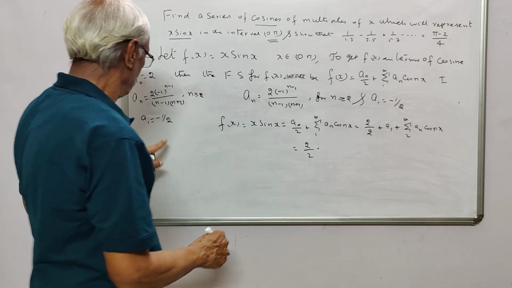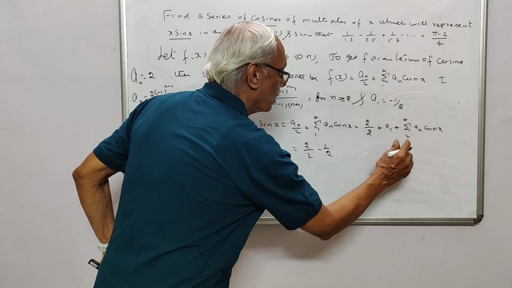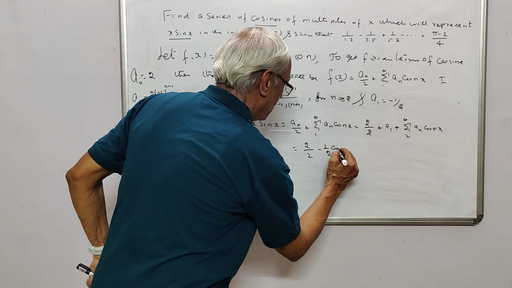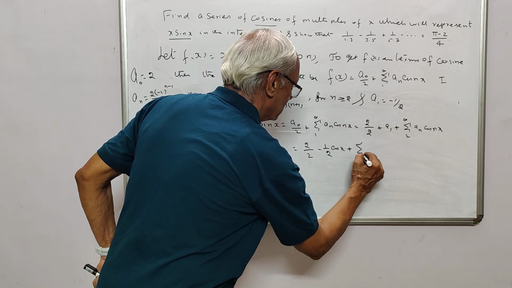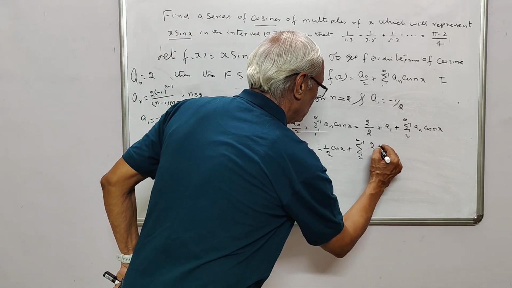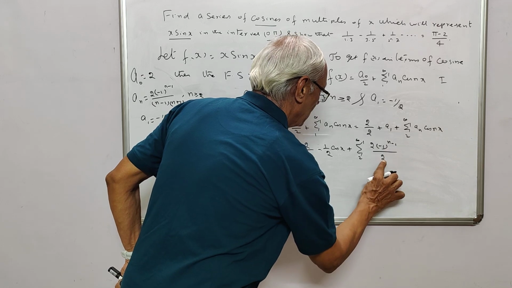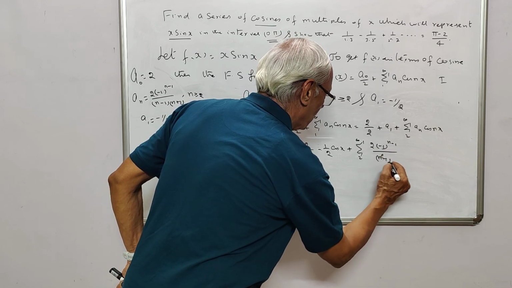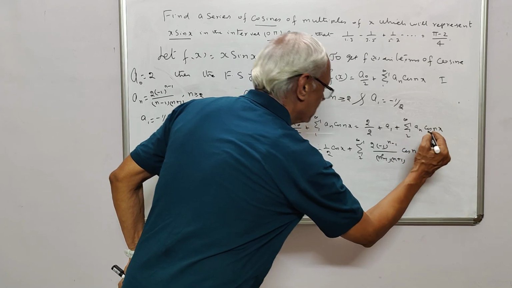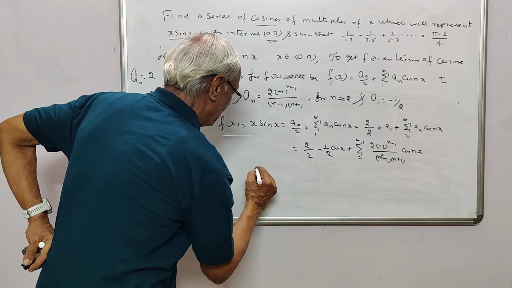A1 is, see here, it is minus half. So when you put n is equal to 1, it is cos x. Cos x plus, it is sigma 2 to infinity of 2 into minus 1 to the power of n minus 1 divided by n minus 1 into n plus 1 into cos nx. So this is your series. Now how will you expand this?